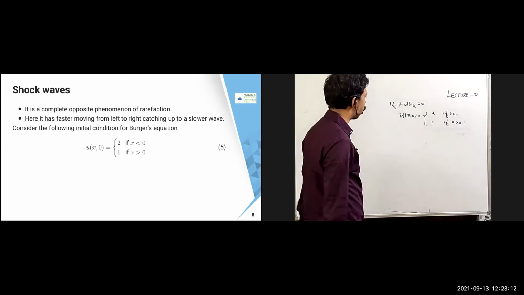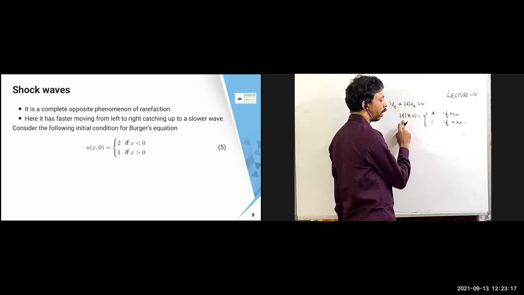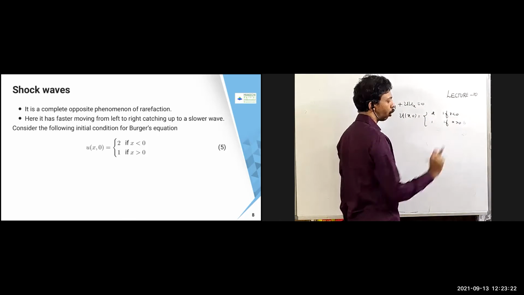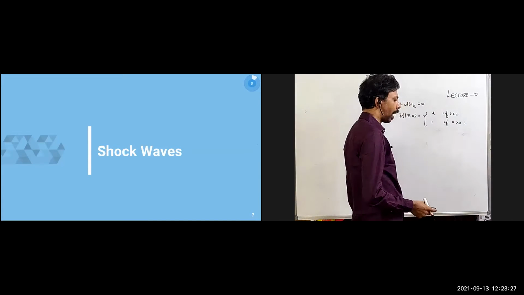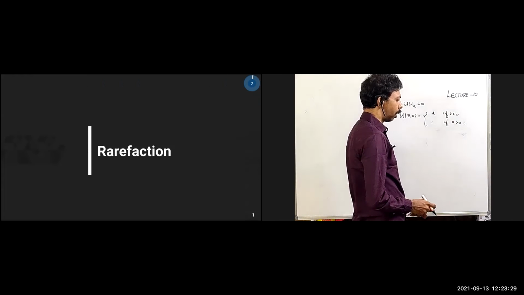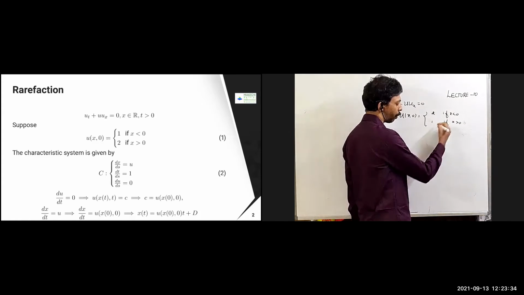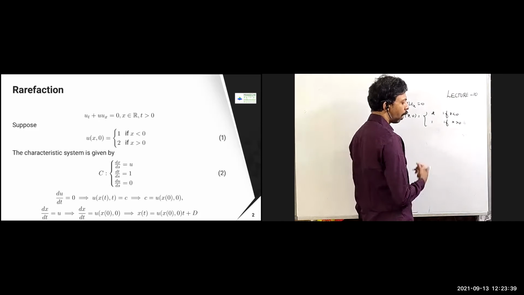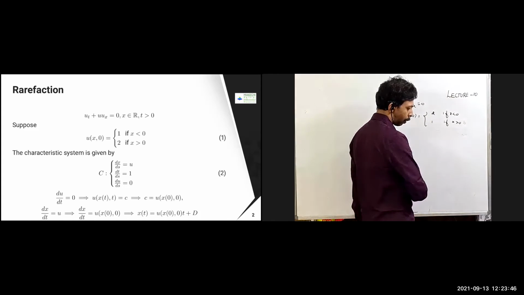What you are going to have is u of x comma 0 equal to 2, where u is velocity. Okay. So that means it is going to move faster. The left side is going to move much faster. Right side is going to go much slower. In the earlier one, in rarefaction, you can see that left side is going to be slower. That is the reason you are having a line which has a high slope, and on the right side the other way. So that means your u on the right side is going to be much faster, and on the left side much slower.